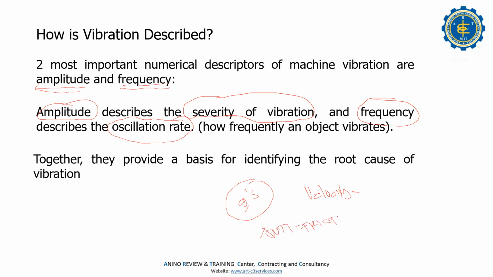But in the journal bearing, we do not use G's, because in the journal bearing we use a proximity probe, which measures displacement. Together, the amplitude and the frequency provide a basis for identifying the root cause of the vibration.